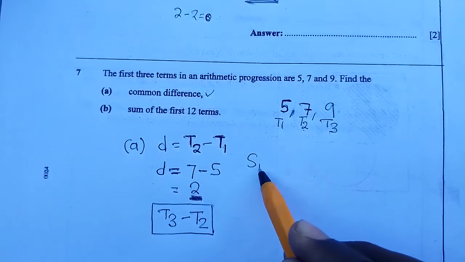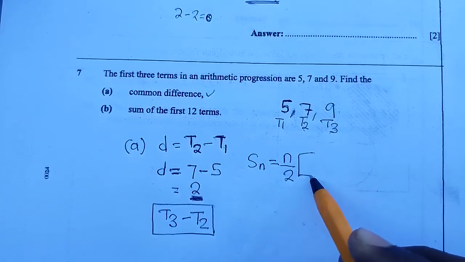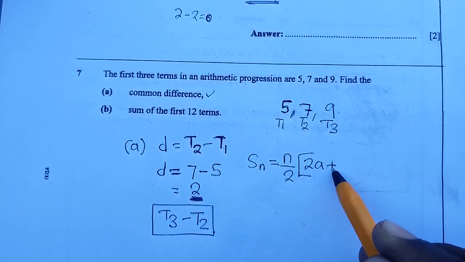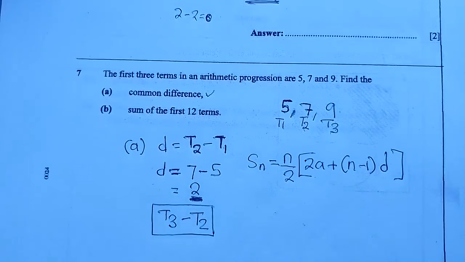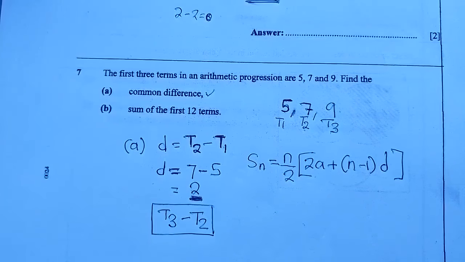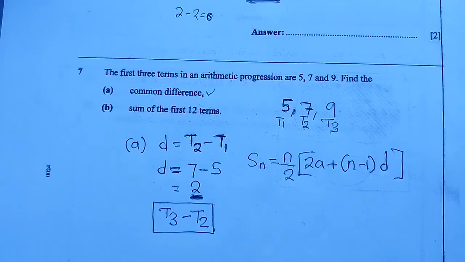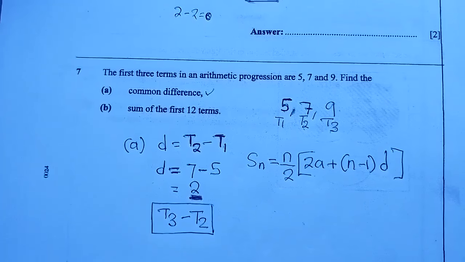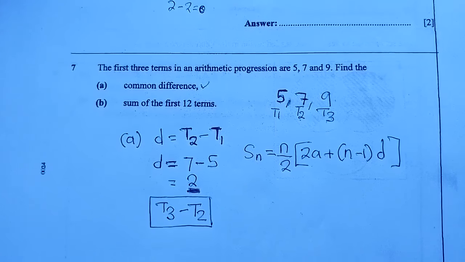So the formula for the sum is this one, where you are going to say n over 2, then 2a plus, like this, n minus 1 times d. So this is the formula that we get to use. Make sure you know this formula and you understand it. This is the formula for the sum of the nth term. So each time you're asked to find the sum of the nth term, this is the formula that you need to be using. These are the formulas that you need to know and understand.